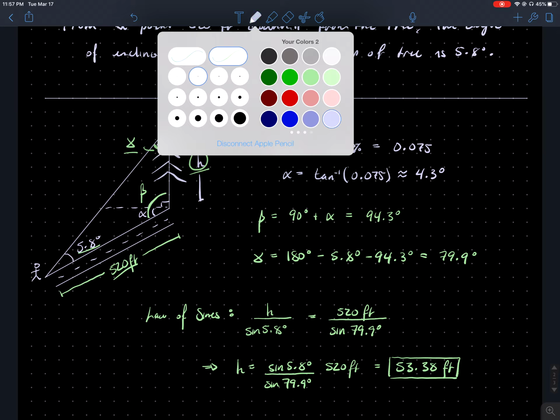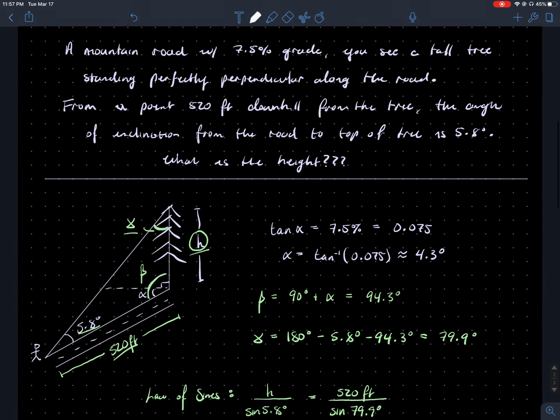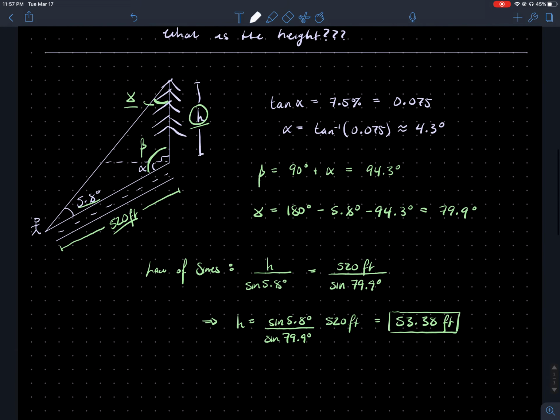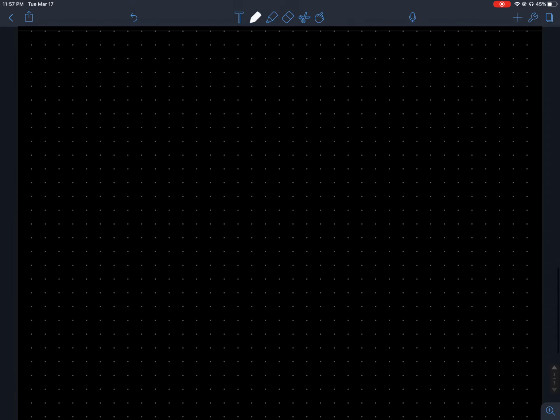Okay, let's now, I don't know why I did everything in blue, looks kind of weird. Let's move it to gray. Let's now do the second example.